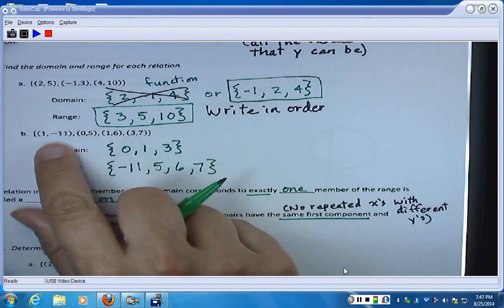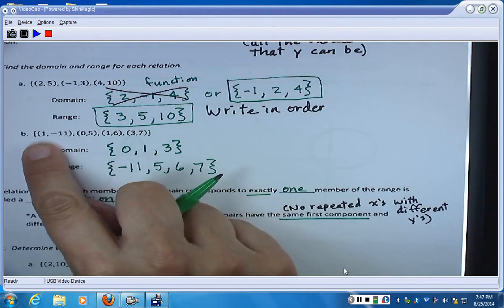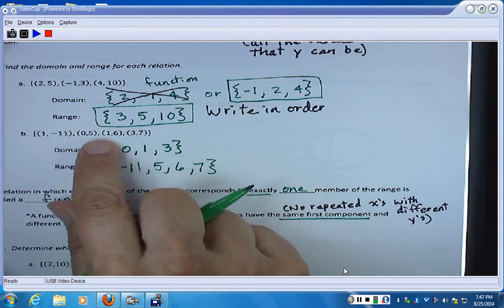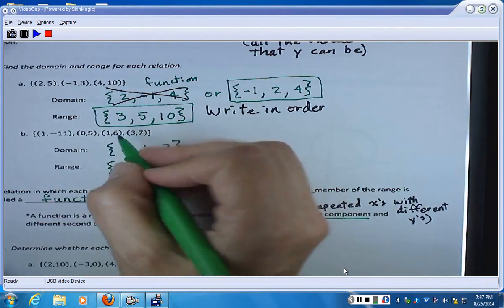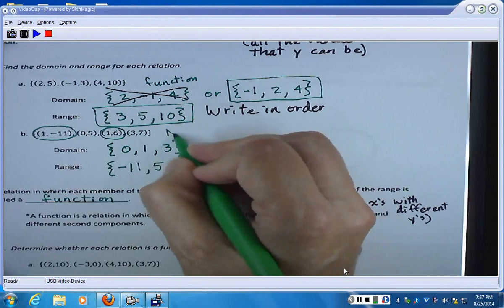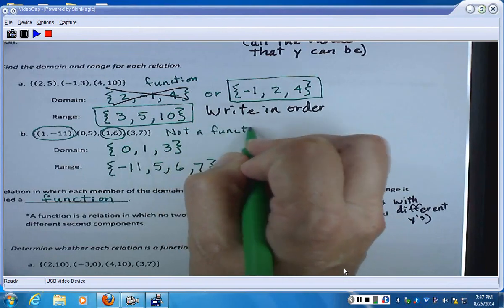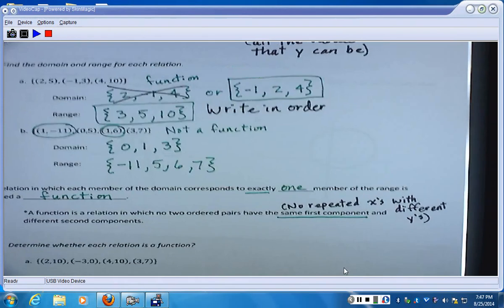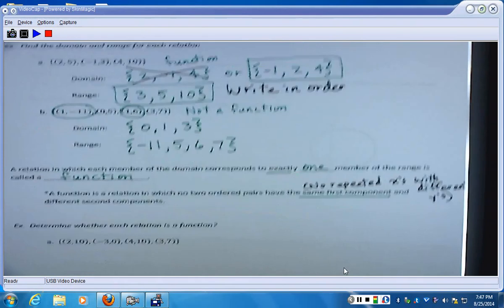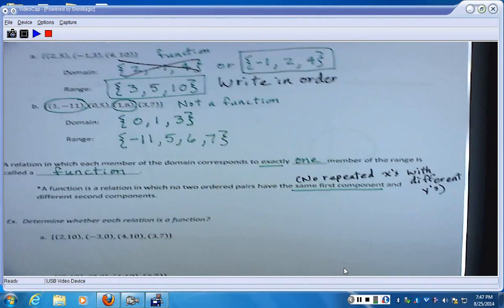Is this one a function? Got 1, negative 11, and 1, 6. So this is not a function. It's still a relation, but it's not a function. And then you can do the next examples.